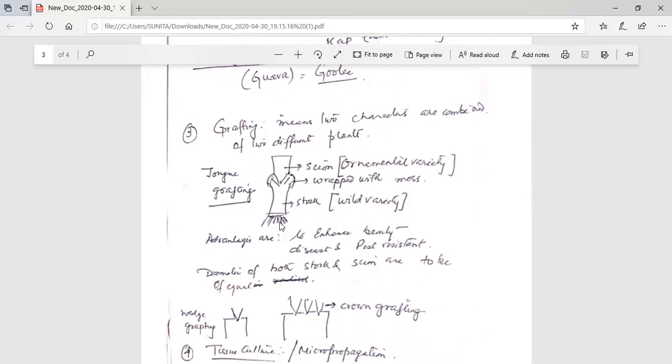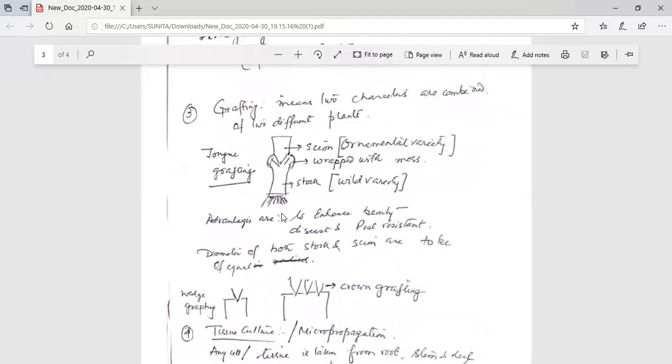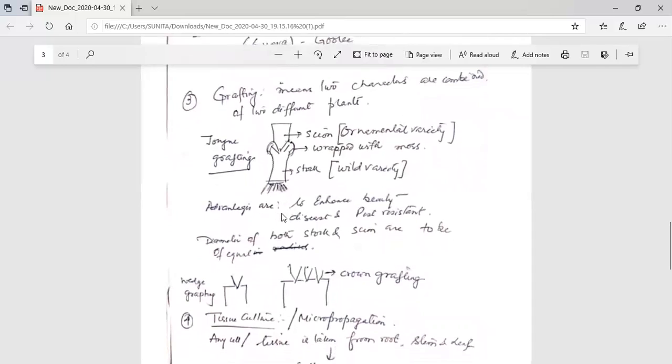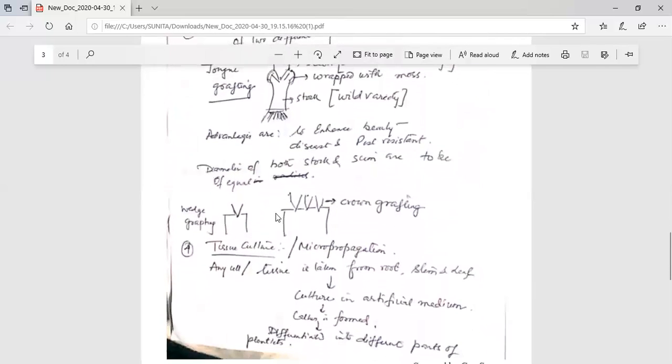Now, this diagram is a tongue grafting. We have to keep in mind that the diameters of the stock and scion are to be equal. If they are not of equal diameter, then we can follow other ways. That means if the stock diameter is much more than the scion diameter, then we either go for wedge grafting or crown grafting.